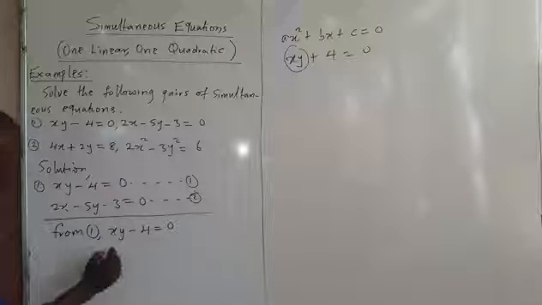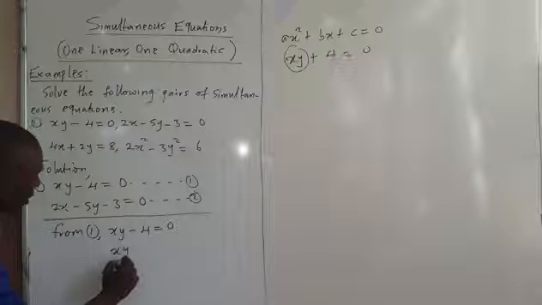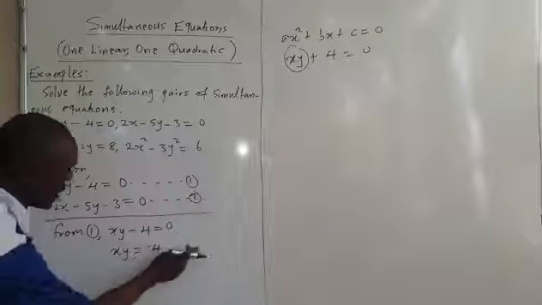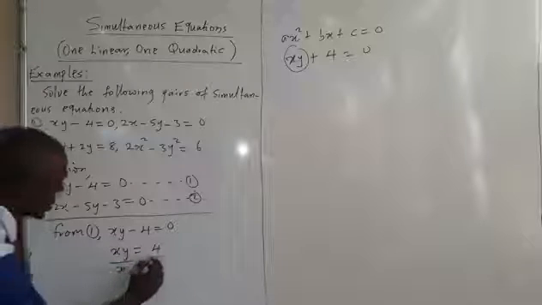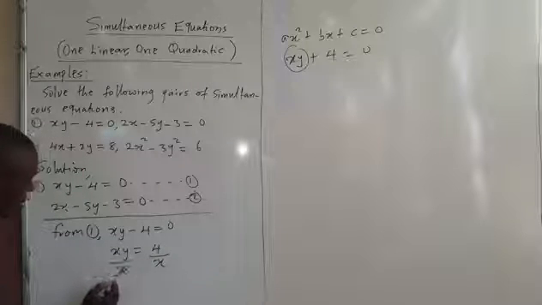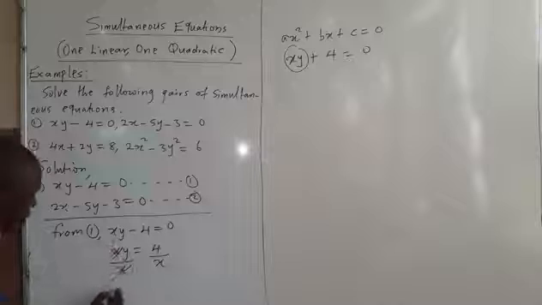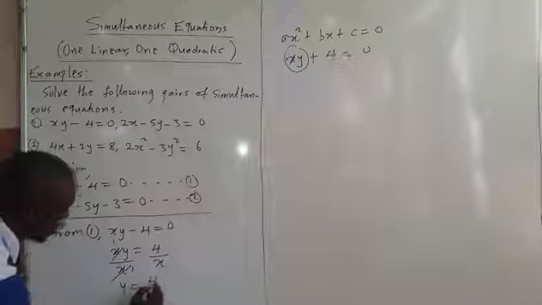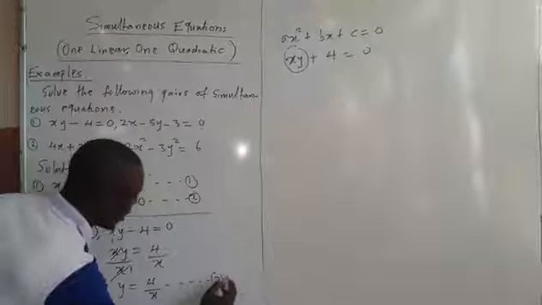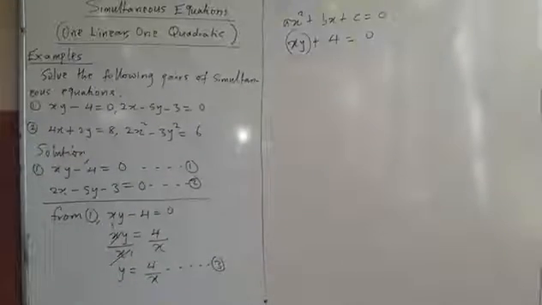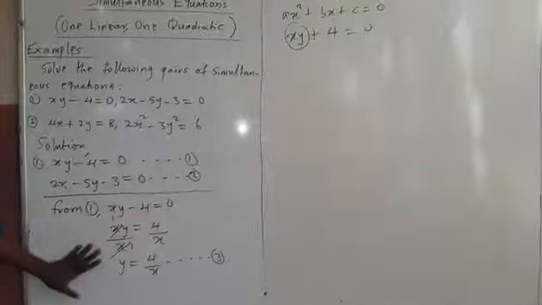Then making y the subject of the formula, we have xy equals 4. So transfer 4 to the other side. Then divide both sides by x. The x cancels out in the left side, so we are left with y equals 4 over x. So this is equation 3. I hope this one is clear.